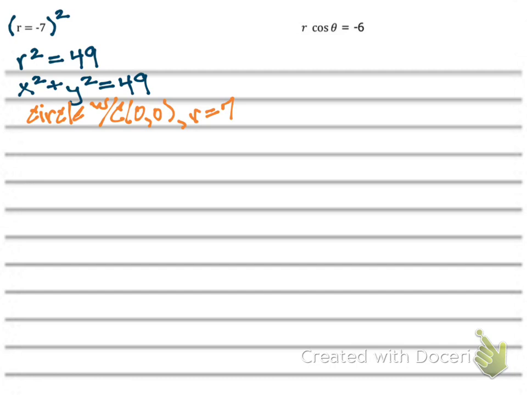And what about this guy, the last guy? r cosine theta is x. x equals -6. And that is a vertical line at -6, excuse me.